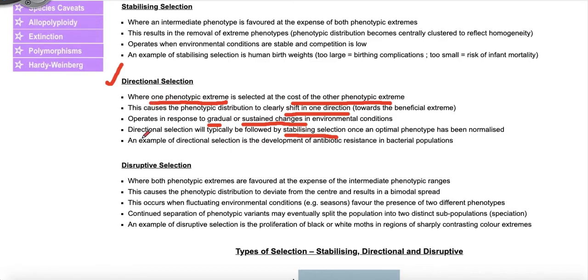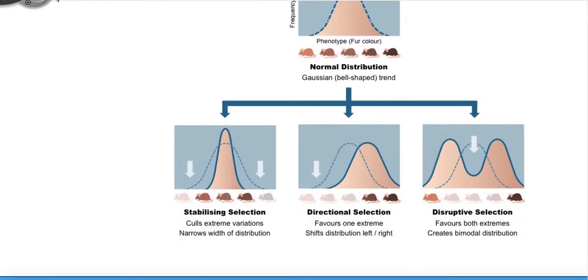So the one example that they give you here of directional selection is the development of antibiotic resistance in bacterial populations. So we would see that in this graph here, right? So let's say that this is the norm for the bacterial population, but then one extreme of the bacterial population becomes resistant to antibiotics. So that's the phenotype that gets favored, okay?